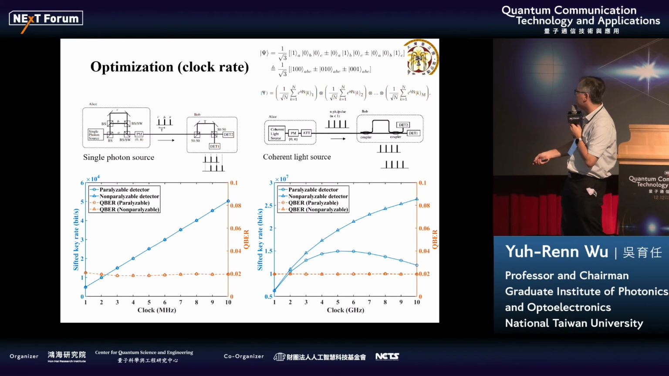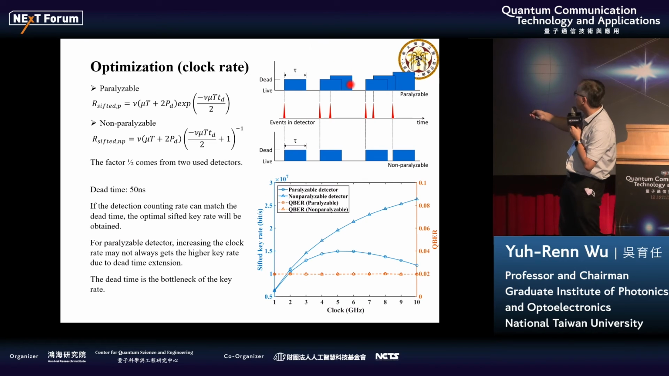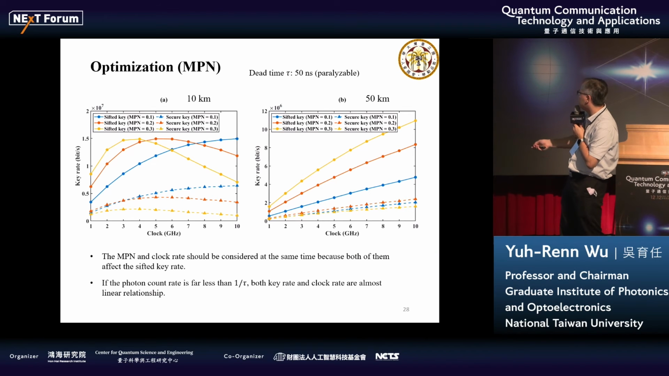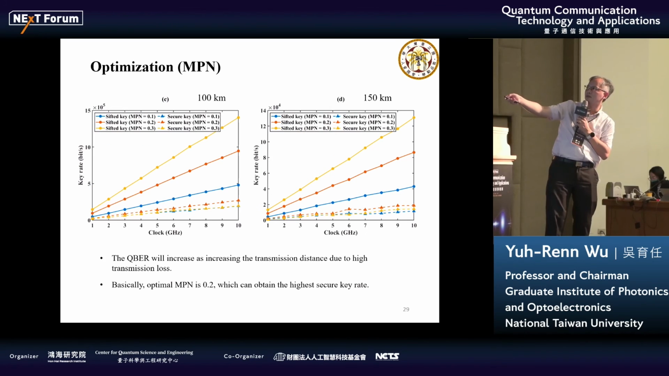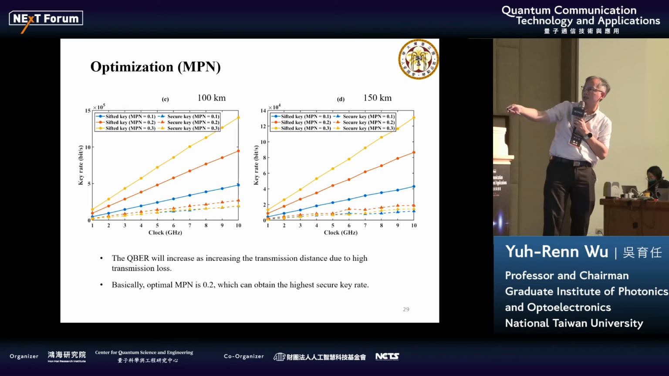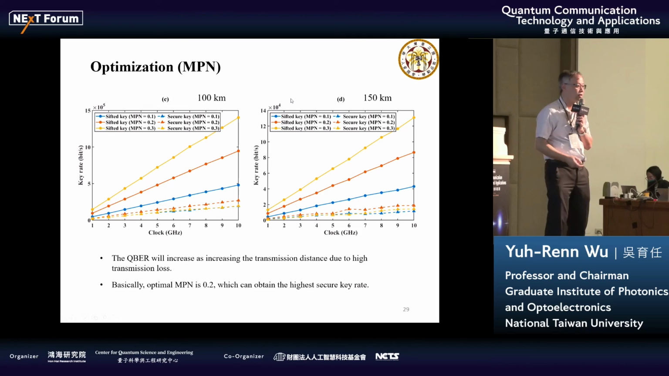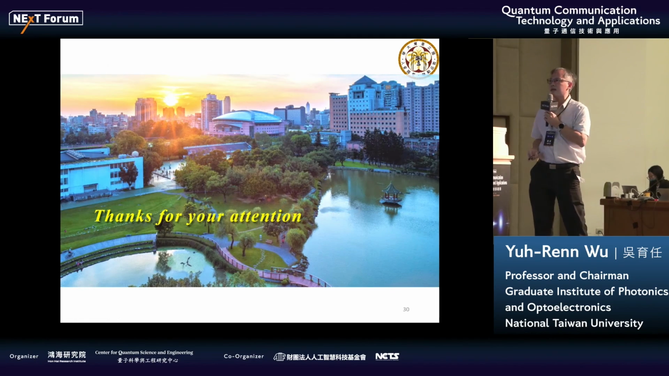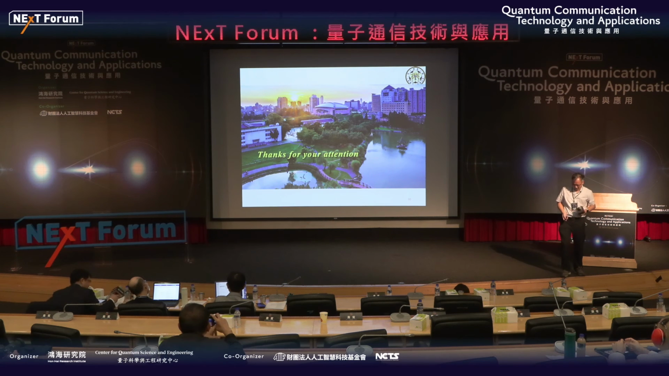And if your device is a polarizable detector or non-polarizable detector, you can get more noise. Finally, if you have attenuation in the fiber, even if you put a very high clock rate, your key rate is very low. If you go to 50 kilometers and 150 kilometers, you have a very high clock rate, but the key rate you get is only like a kilohertz. So you get a lot of loss. This is my final talk. Thank you.